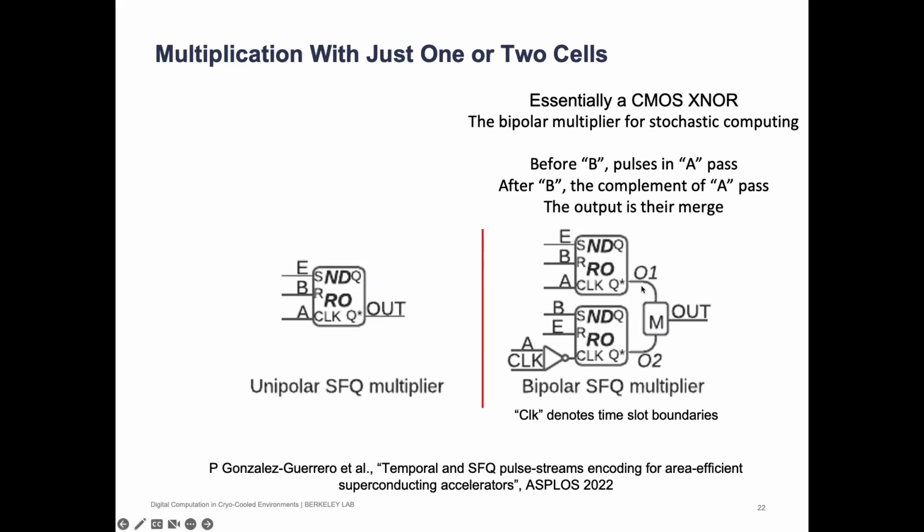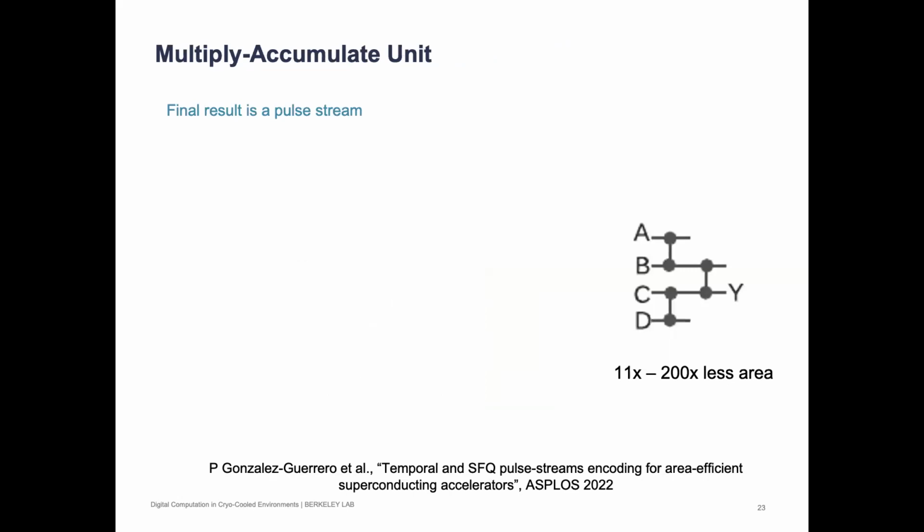If we want to do multiplication in the bipolar range, -1 to 1, now we need 2 NDROs, a merger and an inverter. That brings it up to 50 JJs. Again, it's much smaller. So this is multiplication. To do addition, remember the output of this multiplication is a pulse train, and if we have many of these, to add multiple pulse trains, we just merge them into a single output. So we have 4 inputs, they all have pulse trains. If we merge them into a single one, that performs the addition because it preserves the count.